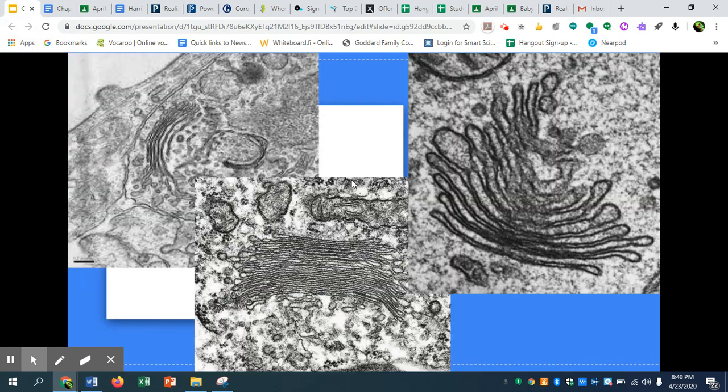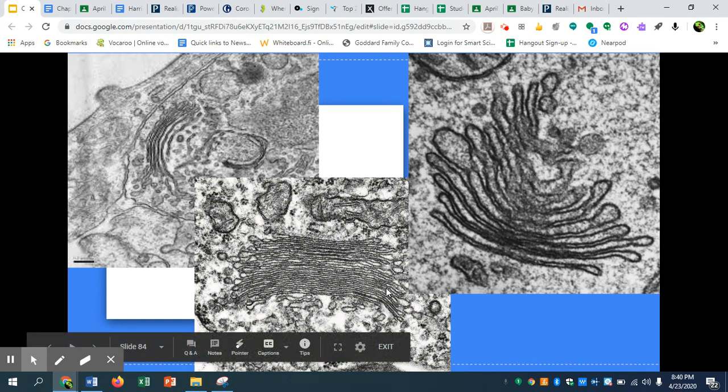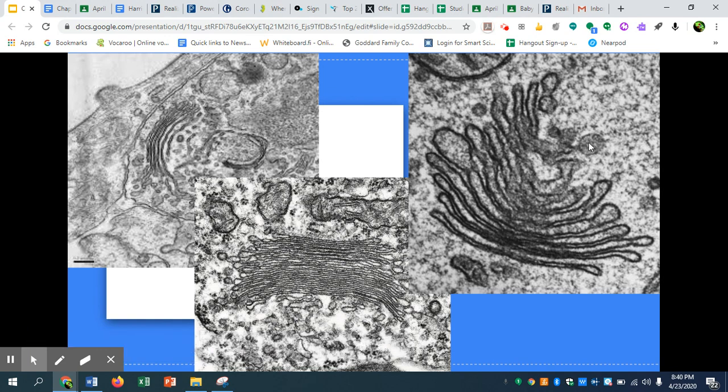So this is what a Golgi apparatus would look like. Okay, here's another picture of it, like these wavy lines back and forth. And you can see here, it's packaging things and sending them out.